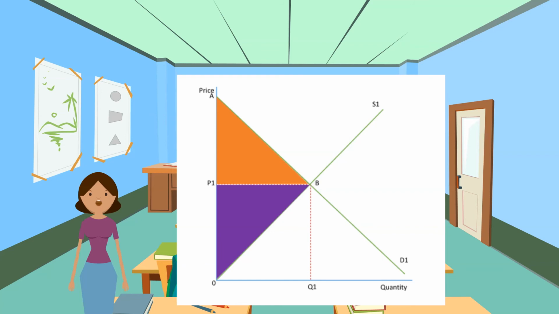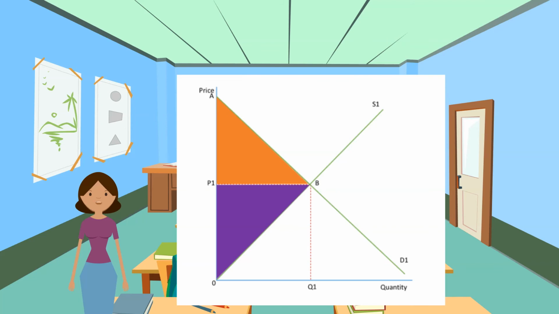Producer surplus is the difference between the price the supplier is willing to produce their product at and the price they actually produce at, set by the price mechanism. This is illustrated by the purple triangle in the diagram. The supply curve shows the price suppliers are willing to sell the good for, and so the difference between the supply curve and the price shows the producer surplus. Consumer and producer surpluses show the economic gain from the buying and selling of the good.